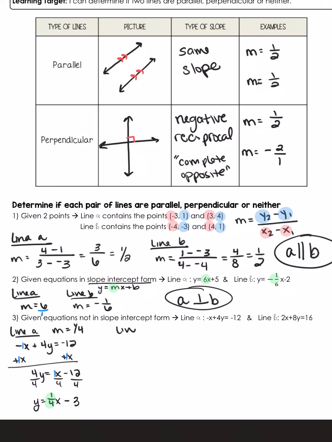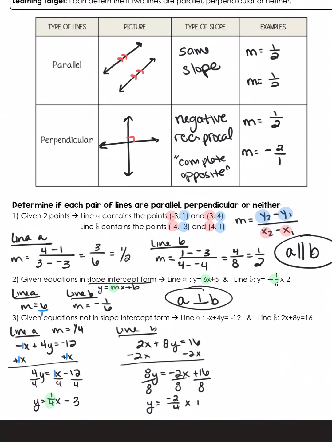Now I have to find the slope for line B. So I'm going to go through the same process. Line B is 2x plus 8y equals 16. I'll subtract 2x from both sides because I'm trying to get this equation to say y equals. So now I have 8y equals negative 2x plus 16. Every single piece has to get divided by 8. So I end up with y equals negative 2 over 8x plus 2.